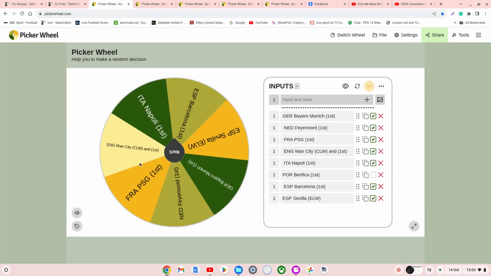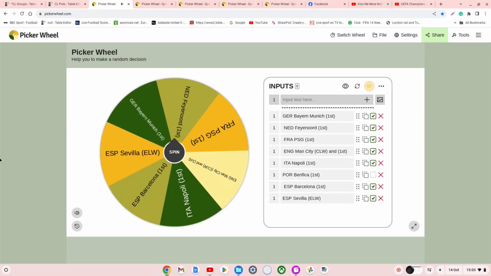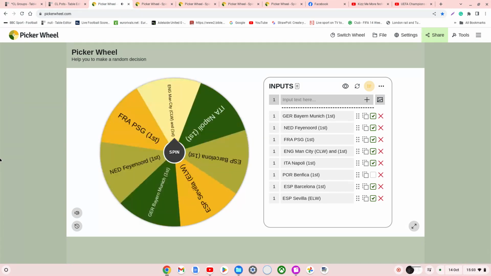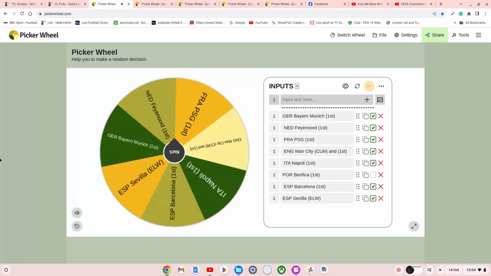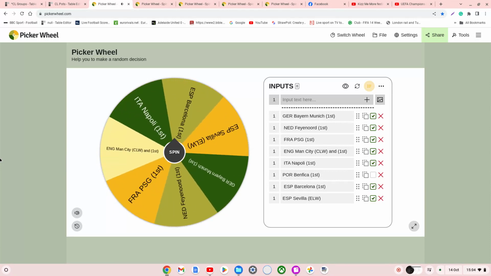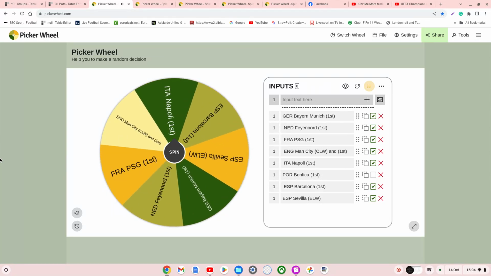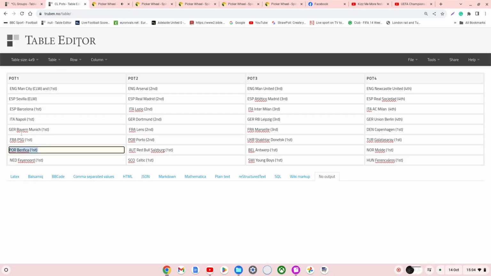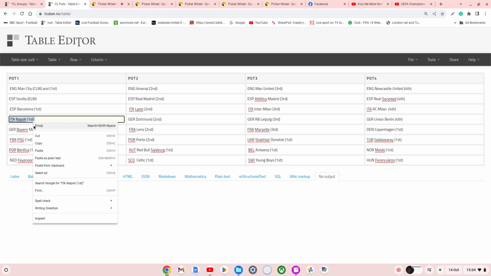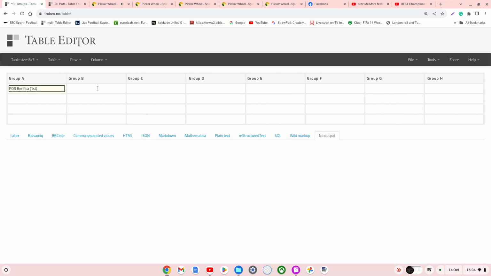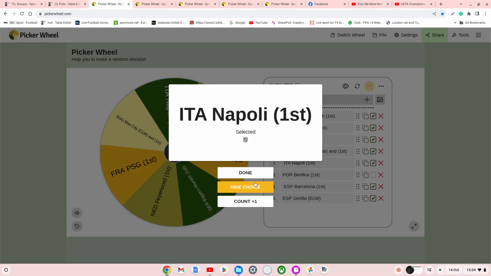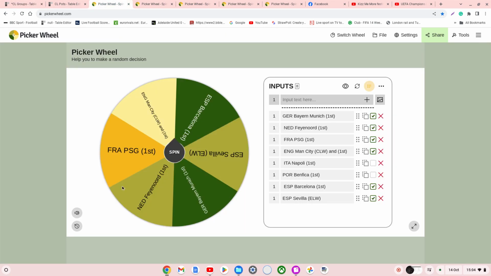Okay, next one. Next team to come out is Napoli. The Italian champions, Napoli, and they will be in Group B. They will be heading to Group B. Okay, next team.